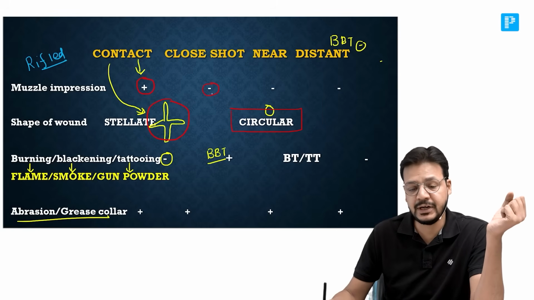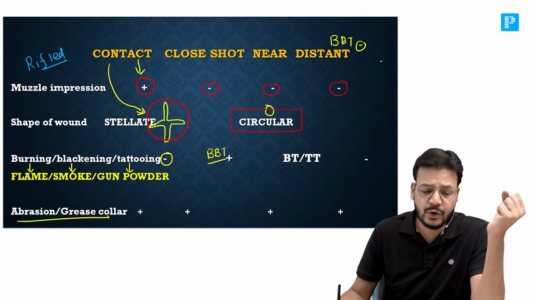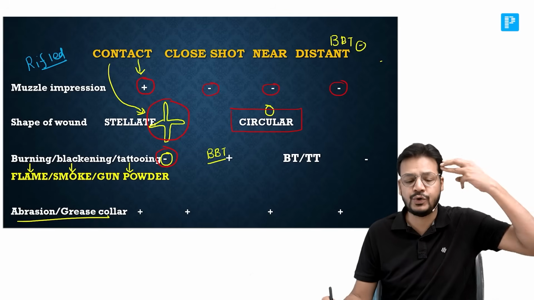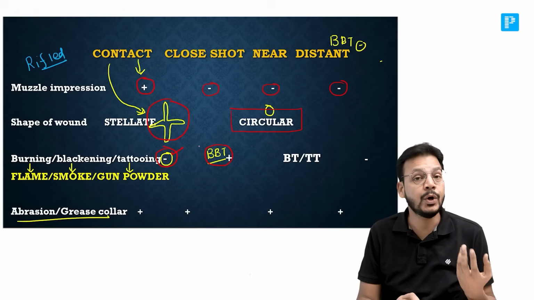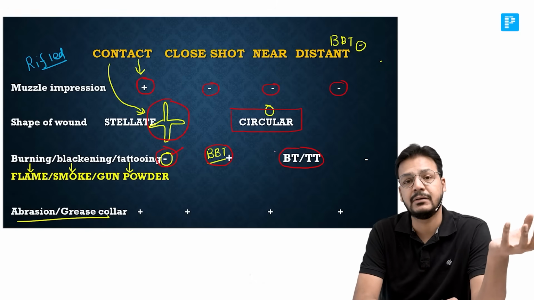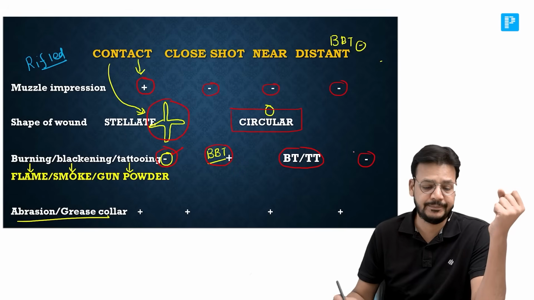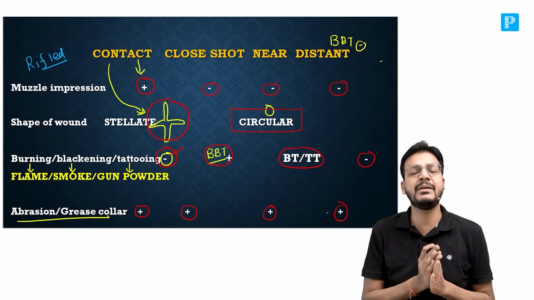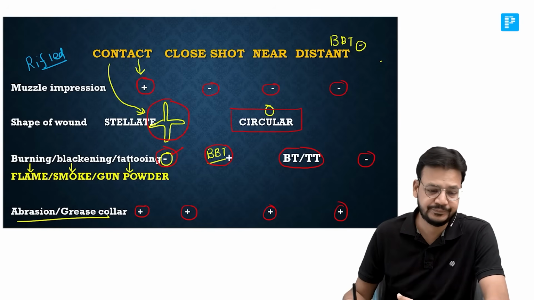Muzzle impression is absent in close shot, near shot, and distant shot, all. In contact shot, because the burning, blackening, and tattooing go inside the tissue, that's why it is absent. In close shot, burning, blackening, and tattooing all are present. In near shot, only blackening and tattooing, because the flame effect disappears. And in distant shot, all are absent. Abrasion and grease collar present in all shots. So that is very, very important. Here the shape is given stellate. That is a contact shot.